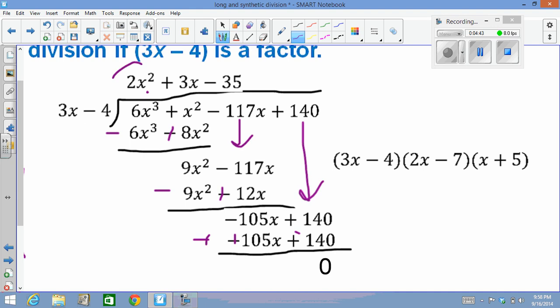So then I'm going to take this depressed polynomial, and I have to factor it because I already know that 3x minus 4 is a factor. So if I factor 2x squared plus 3x minus 35, I will get 2x minus 7 times x plus 5. So that means I can factor the polynomial 6x cubed plus x squared minus 117x plus 140, and I end up with the polynomial that's there.